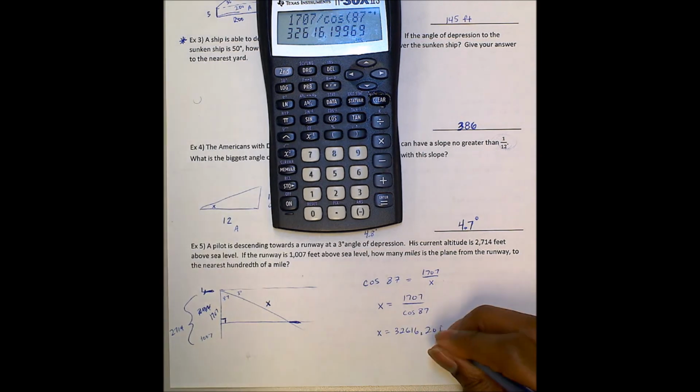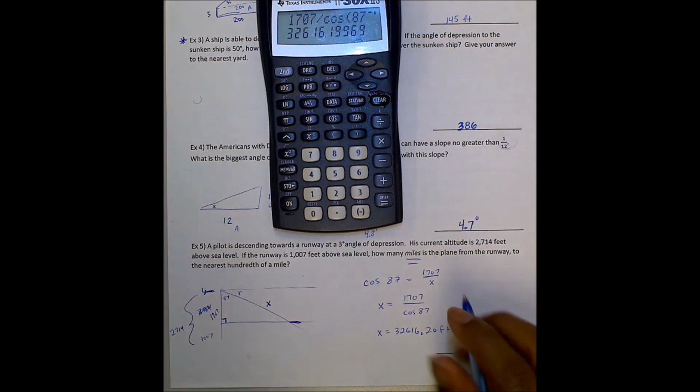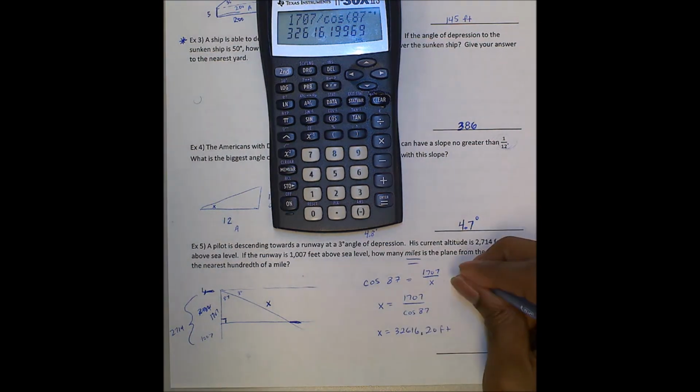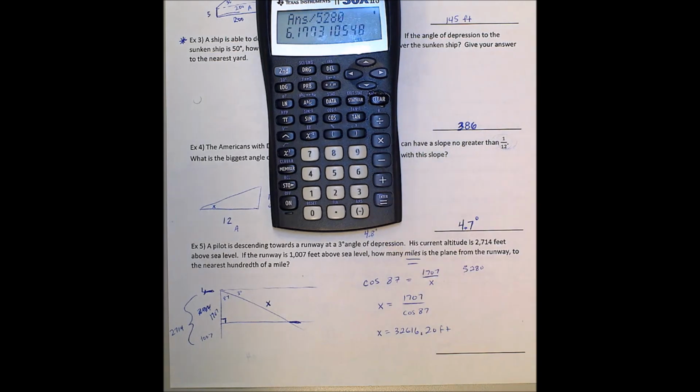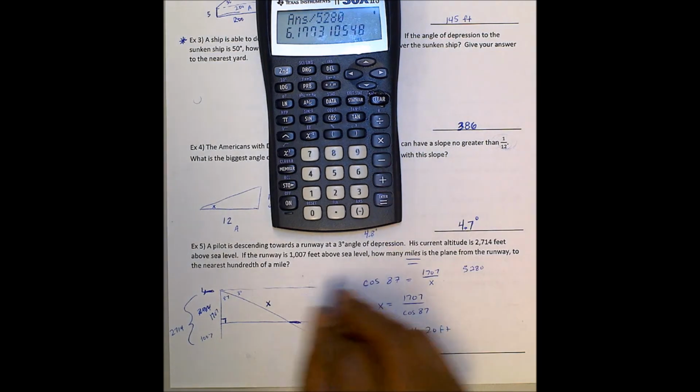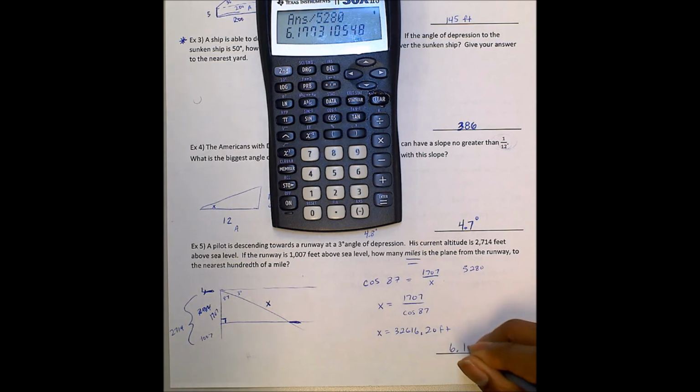Now the directions want us to know how many miles the plane is from the runway. So, not too bad if you know miles. Miles, 5280 feet. And so, to the nearest hundredth of a mile, it's 6.18 miles.